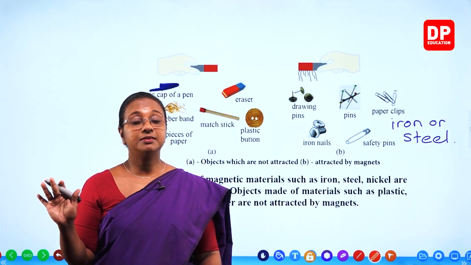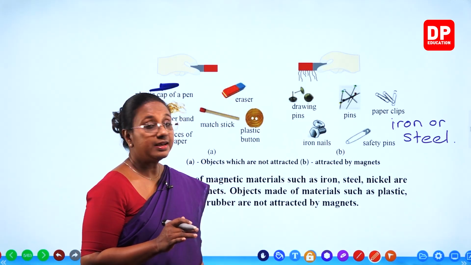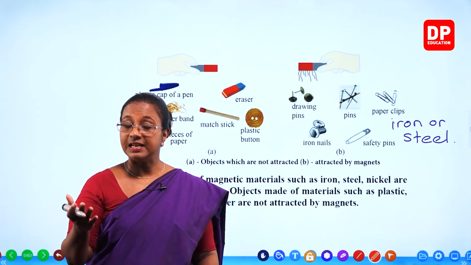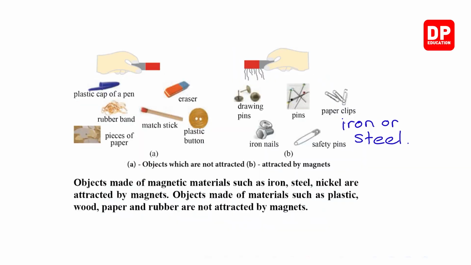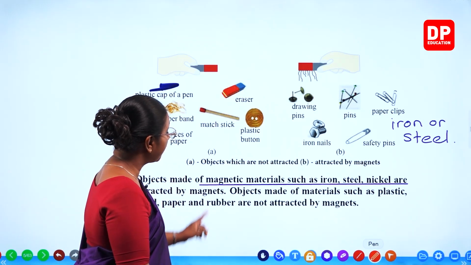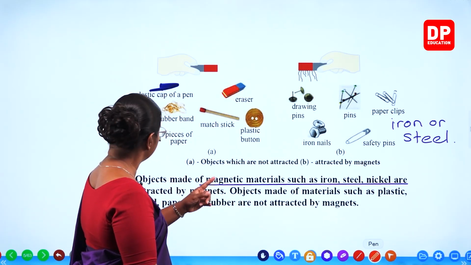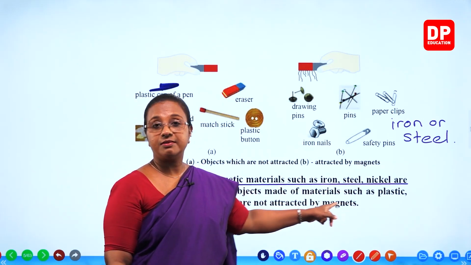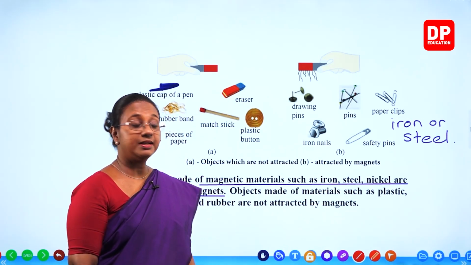All metals are not attracted to magnets. Materials like iron, steel, they get attracted to magnets. And even nickel. That is also a metal that gets attracted to magnets. So here you can see objects made of magnetic materials. That's very important. Magnetic materials such as iron, steel, nickel. So I will write that also. These are of course made up of iron and steel, but nickel also gets attracted. So objects made of magnetic materials such as iron, steel, nickel are attracted by magnets. So because these get attracted to magnets, we call them magnetic materials.